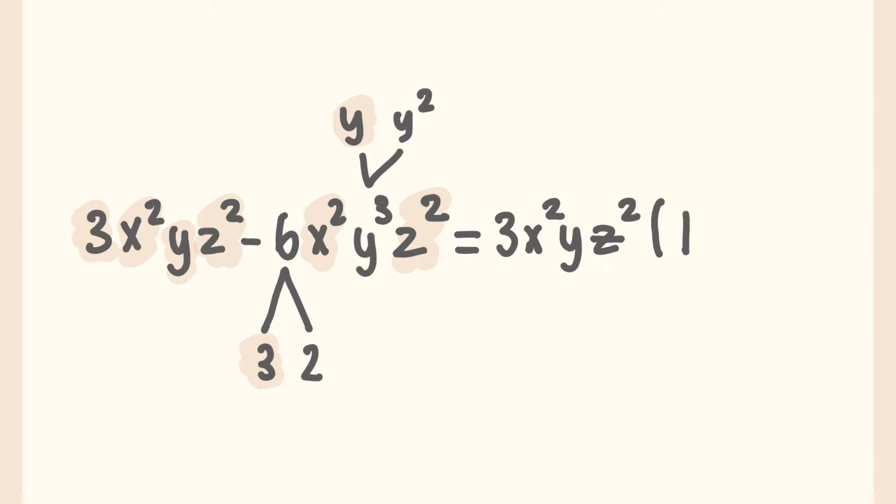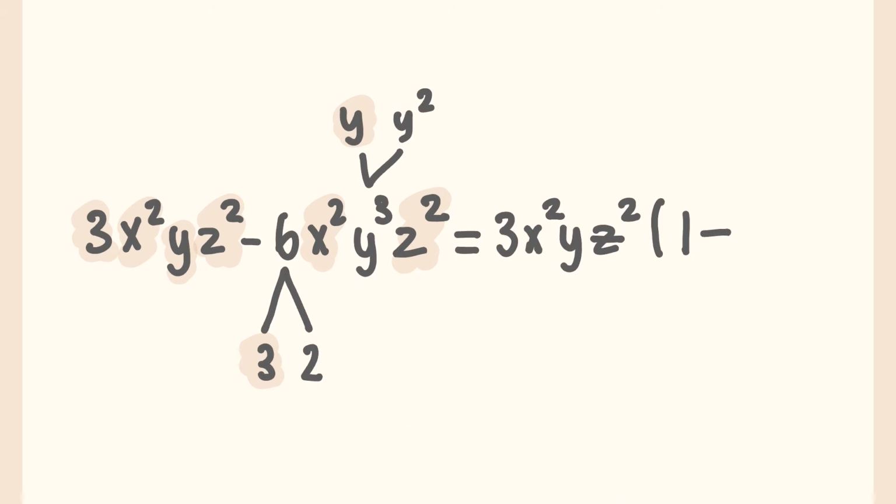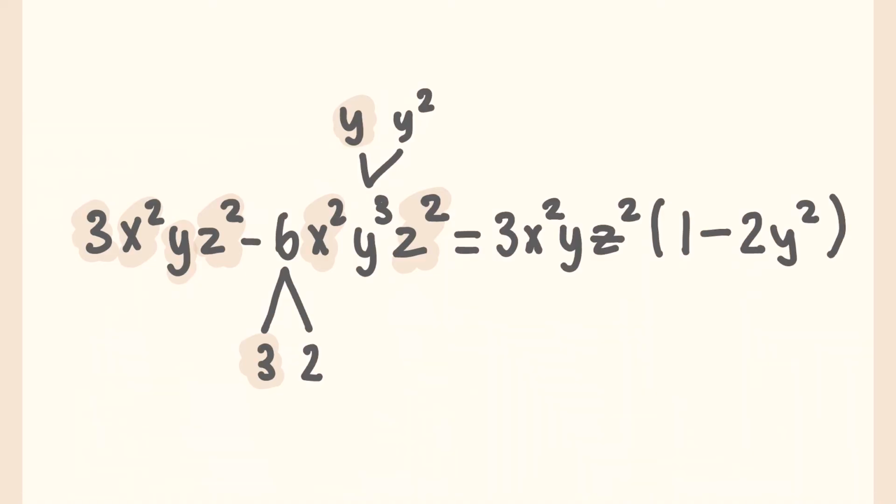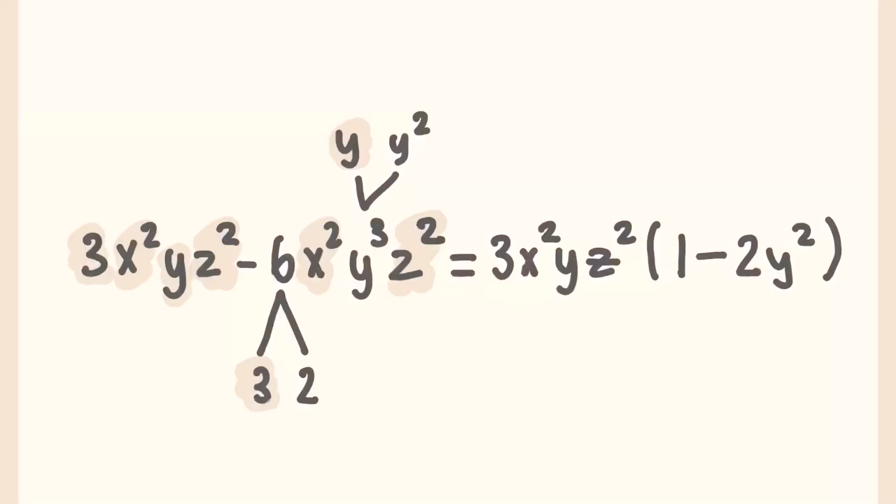Then we're going to keep the minus sign, and then we're going to find what's left from the second term. We have a 6, and since we divided by 3, we have a 2 left over. We completely divided by x squared and are left with 1. Then we divided by the y and we're left with y squared. And then we divide by the z squared and we're left with 1. So this gives us our final factored expression, 3x squared y z squared times (1 minus 2y squared).